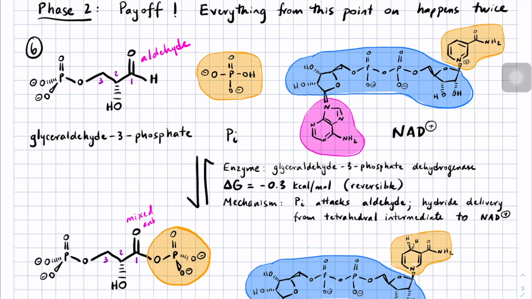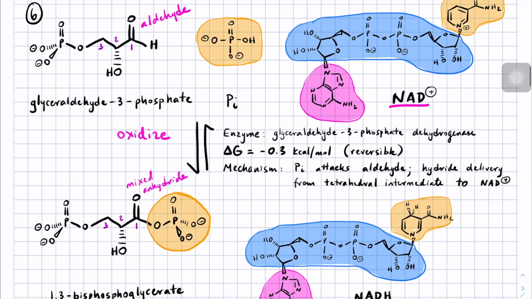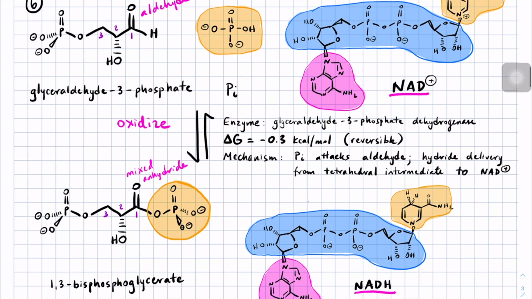mixed anhydride. This is like an anhydride that's a hybrid between a carbon anhydride and a phosphoanhydride. The group on one side is a carbonyl carbon. There's the oxygen. The group on the other side is the phosphate group. So this will necessarily involve oxidation from the aldehyde oxidation state to the carboxylic acid oxidation state. And because of this, we're going to use an equivalent of NAD plus to do the oxidation, and that will give us NADH as the product.